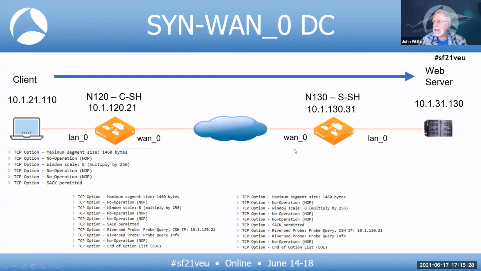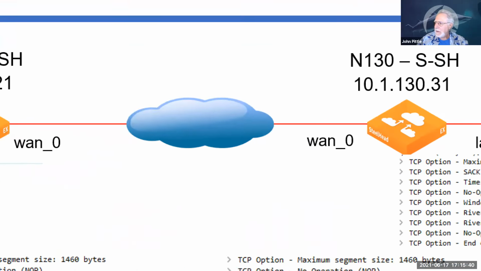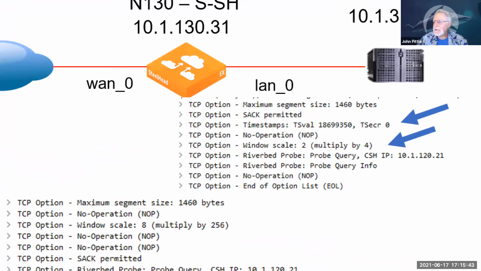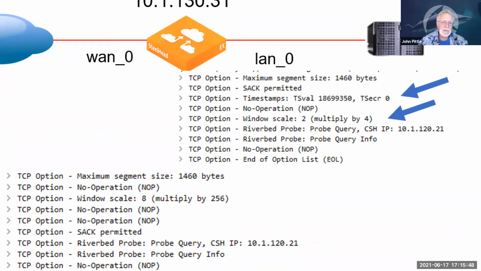So let's see now, what does the server steelhead present to the web server? So that's going to be here, and we'll zoom into that a little bit. Now we've got a couple of changes. Notice we've got timestamp option now. So the server side steelhead decided to turn that feature on so that it could have better understanding of what might be upstream. And we also changed the window scaling.